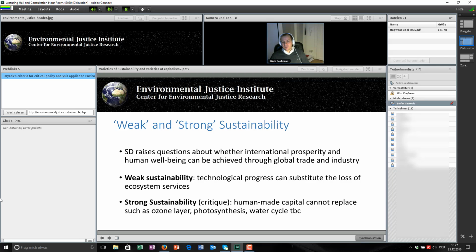Strong sustainability, in opposite, was actually a concept developed in critique of weak sustainability, and argues that there are services or constellations which cannot be replaced by technological progress. The technological optimism of the representatives of weak sustainability falls short when we speak about the water cycle, ozone layer, photosynthesis, and so forth. So there are processes in the biological world which are much more complex than they can be easily modeled by technological progress.